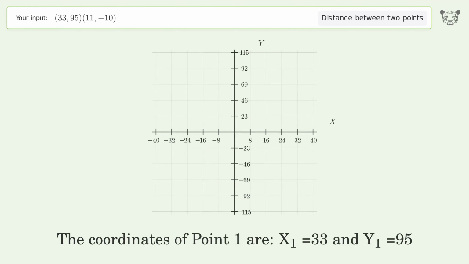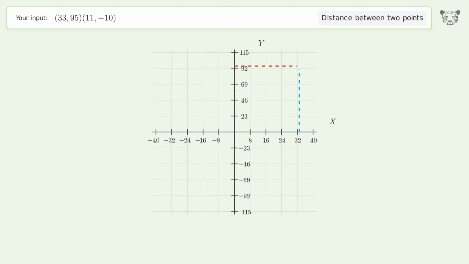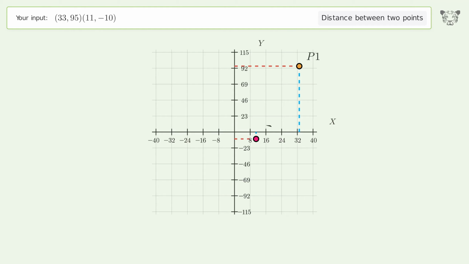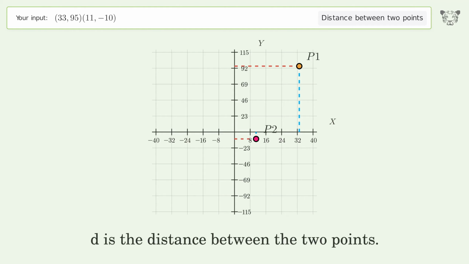The coordinates of point 1 are, x1 equals 33 and y1 equals 95. The coordinates of point 2 are, x2 equals 11 and y2 equals -10. D is the distance between the 2 points.